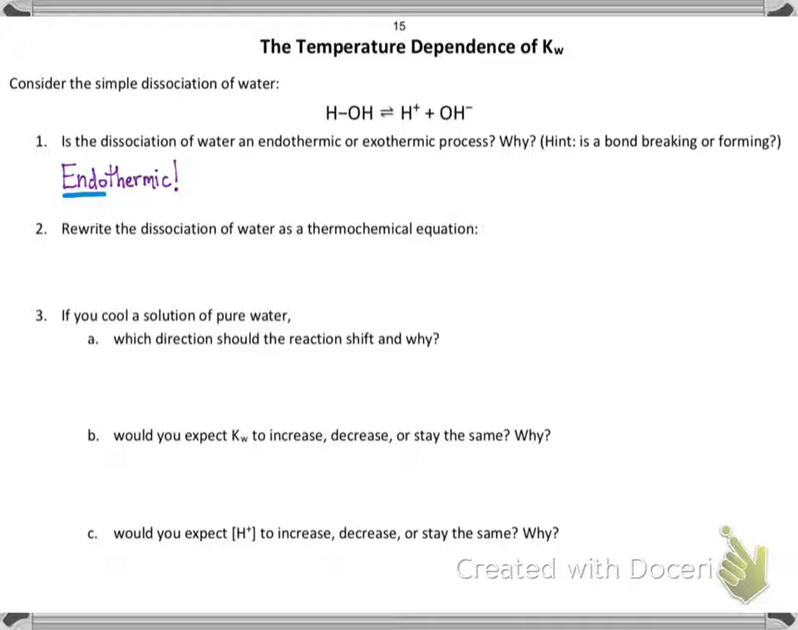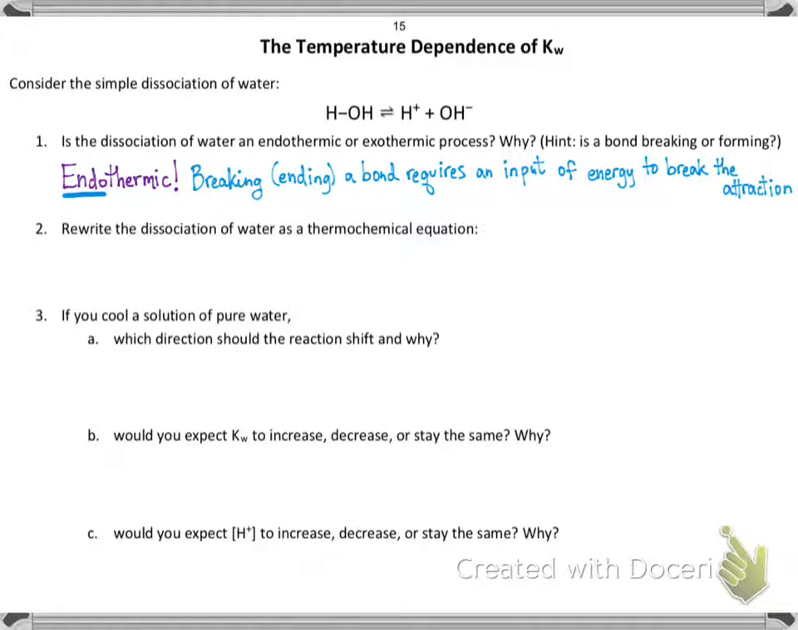Did you realize it was endothermic? Because if you are breaking or ending a bond, it's always going to be endothermic. It takes energy to overcome the attraction. That means that we can rewrite the dissociation of water as a thermochemical equation, in case you've forgotten what that just means: adding in heat to the reaction. Well, if it's endothermic, that means heat is a reactant.